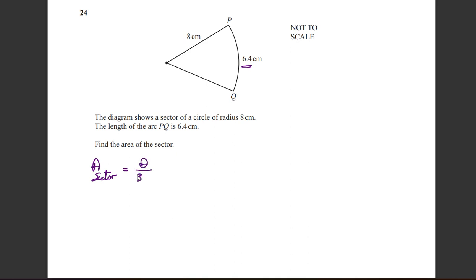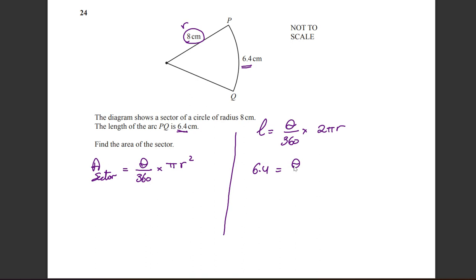Okay. Do we have the radius? Yes, I have it, 8 centimeter. This is the radius. But do we have theta? No, we don't have theta, but we have another piece of information, which is the length of the arc. So I am going to divide my workspace like this and put here what? The length of the arc equals theta over 360 multiplied by 2 pi r. So the length is 6.4 equals theta, which I don't know, divided by 360 multiplied by 2 pi r.